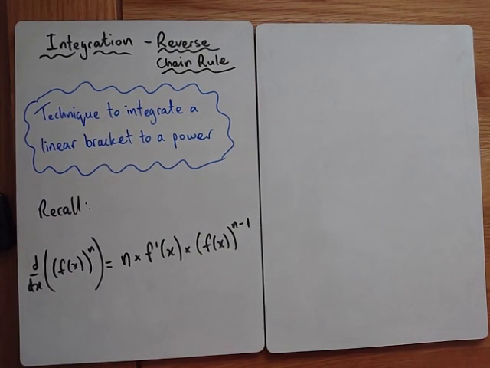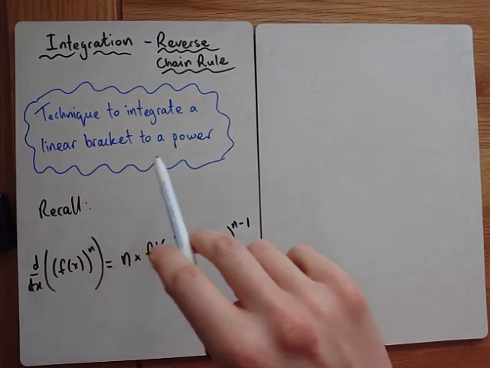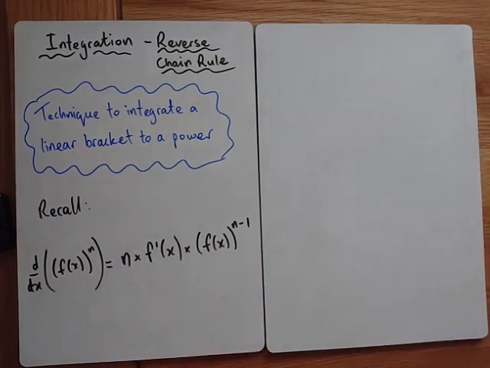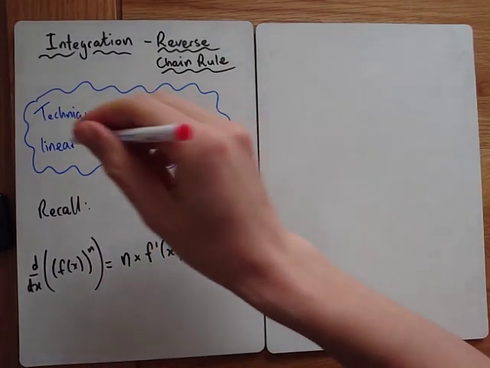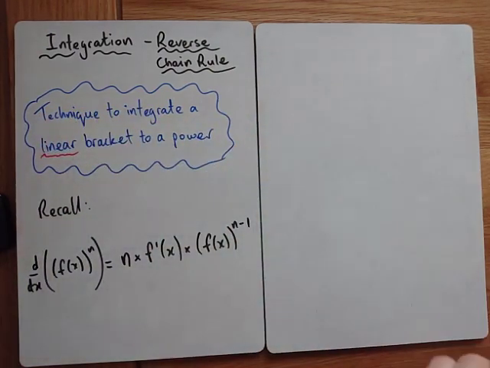This video is on integration and we've called it the reverse chain rule. Essentially what you need to think about this is it's a technique to integrate a linear bracket to a power. The word linear is very important to what we're about to look at. We'll think a little bit more about that later.